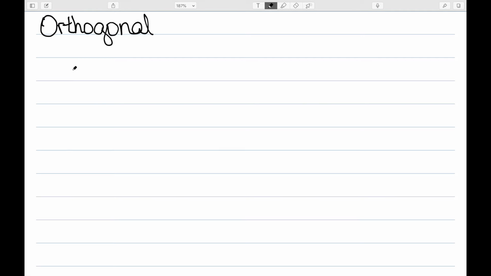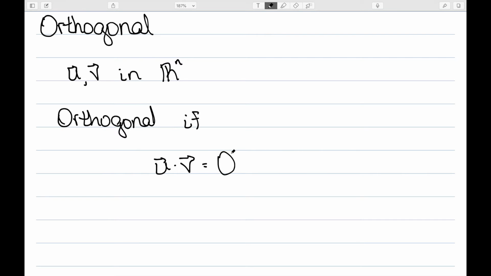In this video, I want to define the idea of orthogonal vectors. So once again, I'm going to start with two vectors u and v in Rn. We say these vectors are orthogonal if the dot product is equal to 0. So if u dot v is equal to 0, then the vectors are orthogonal. And orthogonal is kind of an extension of perpendicular. So when we're dealing with two dimensions, we have perpendicular, and in higher dimensions, orthogonal is kind of the extension of this idea of perpendicular vectors.